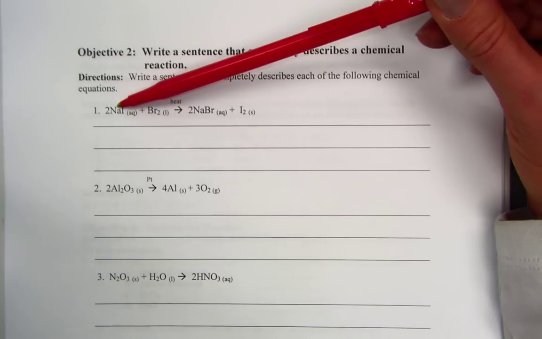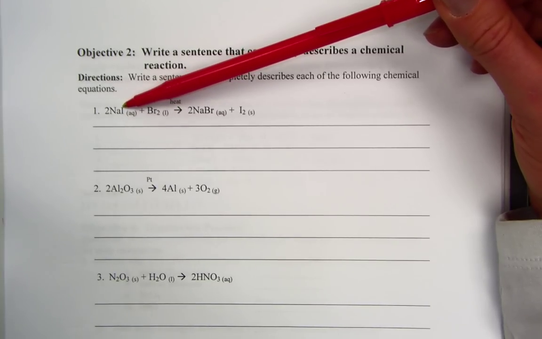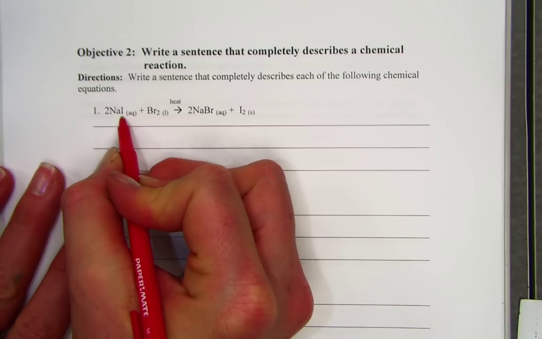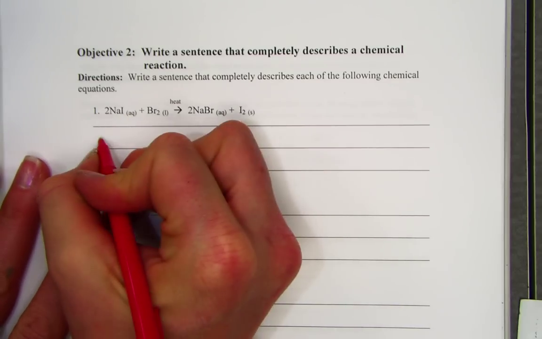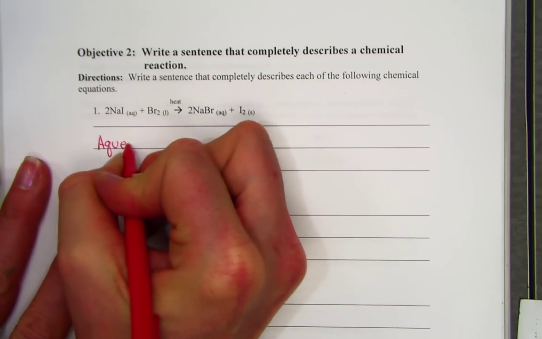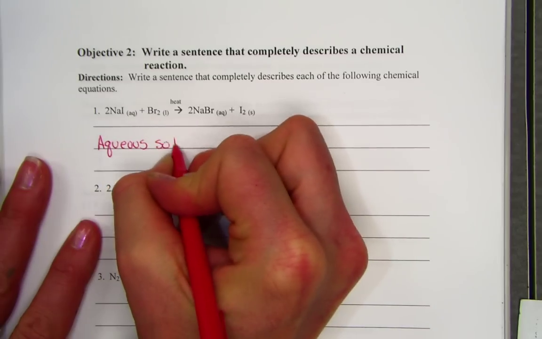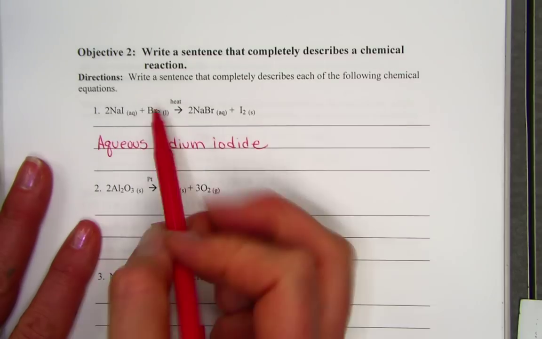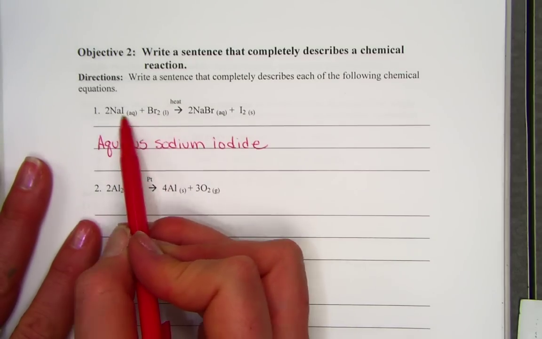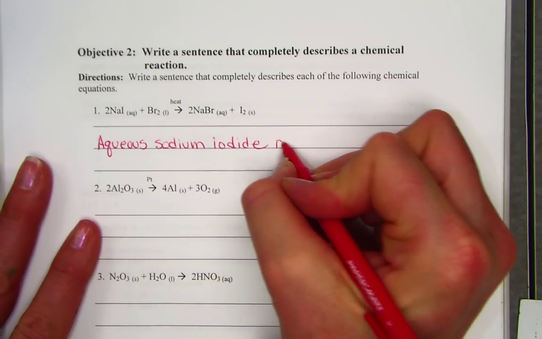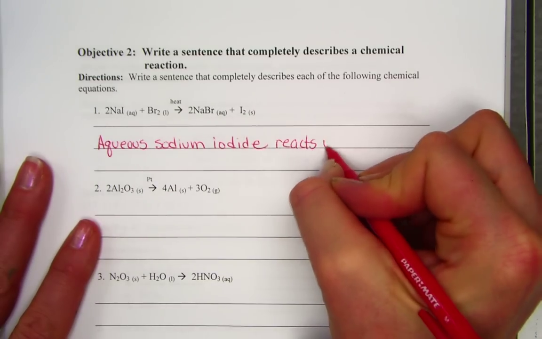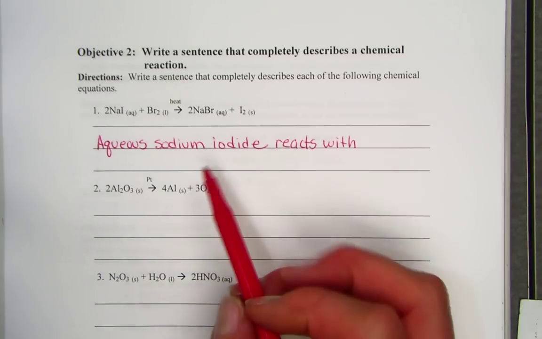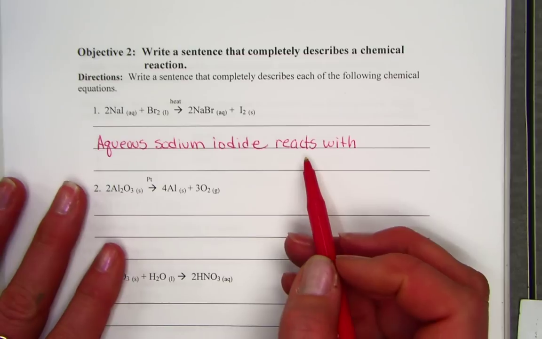Turning those into words, we have to name the compound NaI. Na, of course, standing for sodium. I is iodide, and it's aqueous. So I'm going to begin my sentence by writing aqueous sodium iodide. I see the plus sign. On the left side of the arrow, the plus is reacts with. We need a verb. So our sentence has a verb when we write reacts with. Aqueous sodium iodide reacts with.